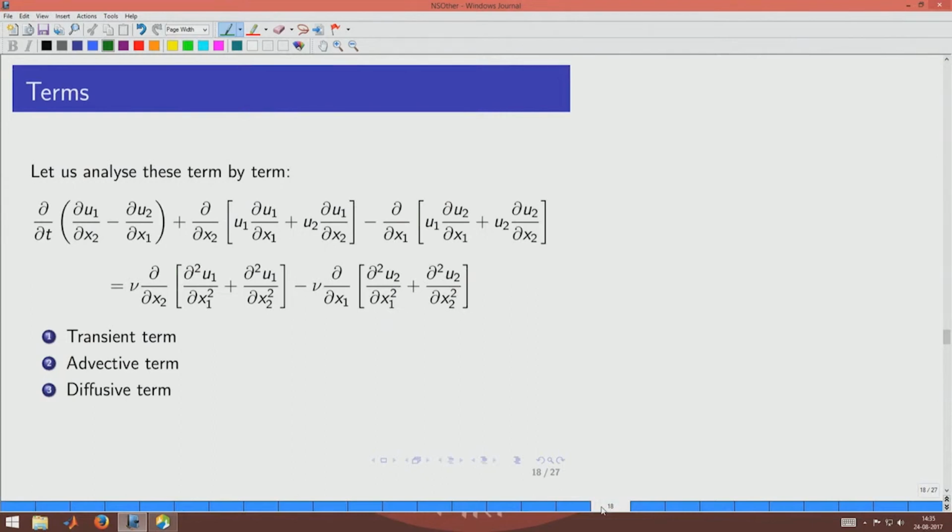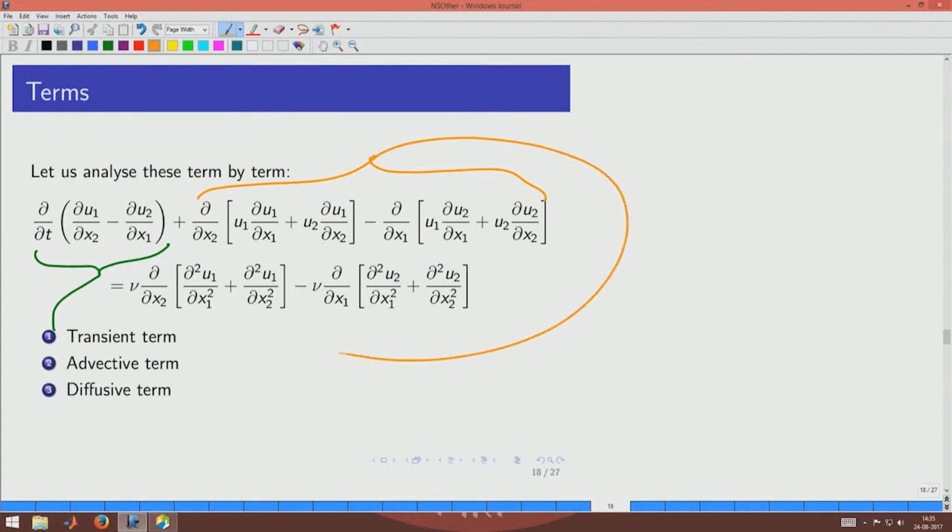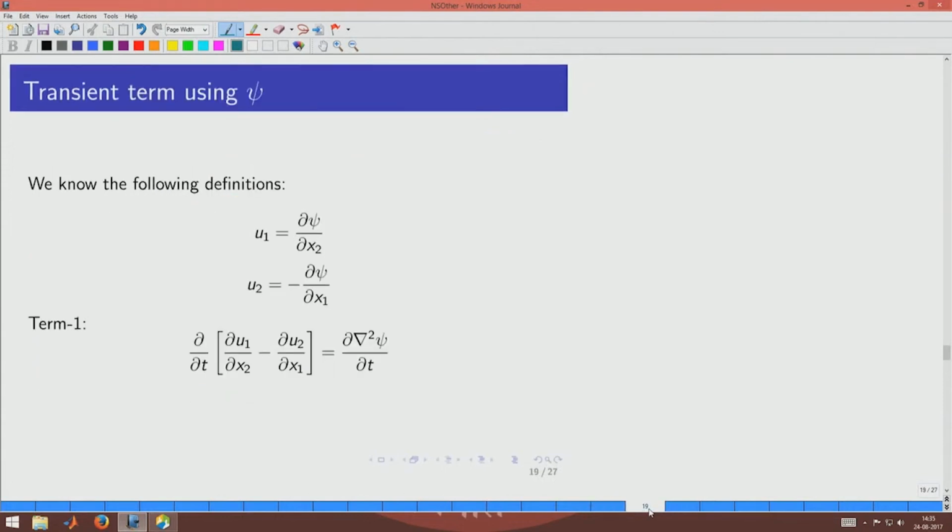And what we do is that we already know the names of these terms. So, the first term was a transient term. So, we pick this term, okay, and the second term is the advective term. So, we pick that separately, and the third term is the diffusive term, and we pick it separately. So, term by term we will see how the equation is going to be modified by using the definition of the stream function. So, let us take the transient term first.